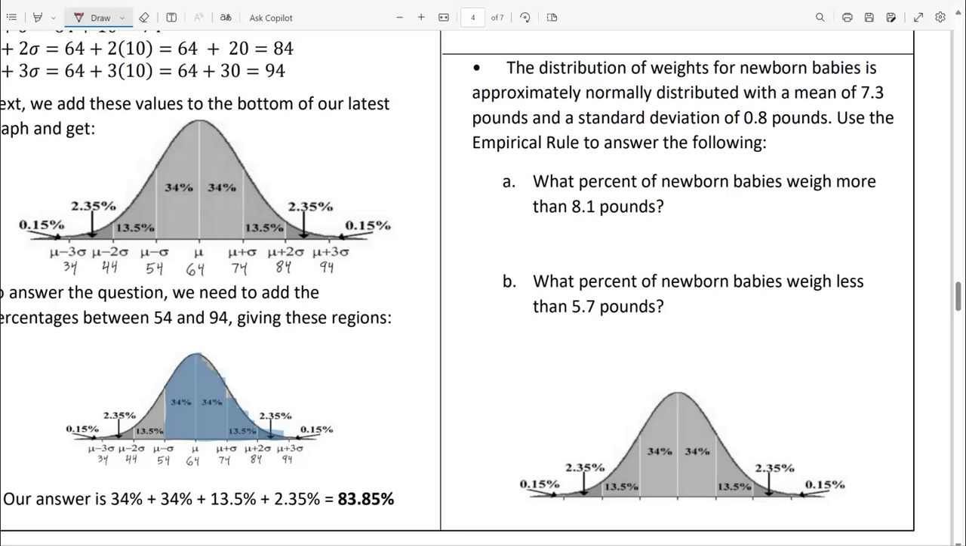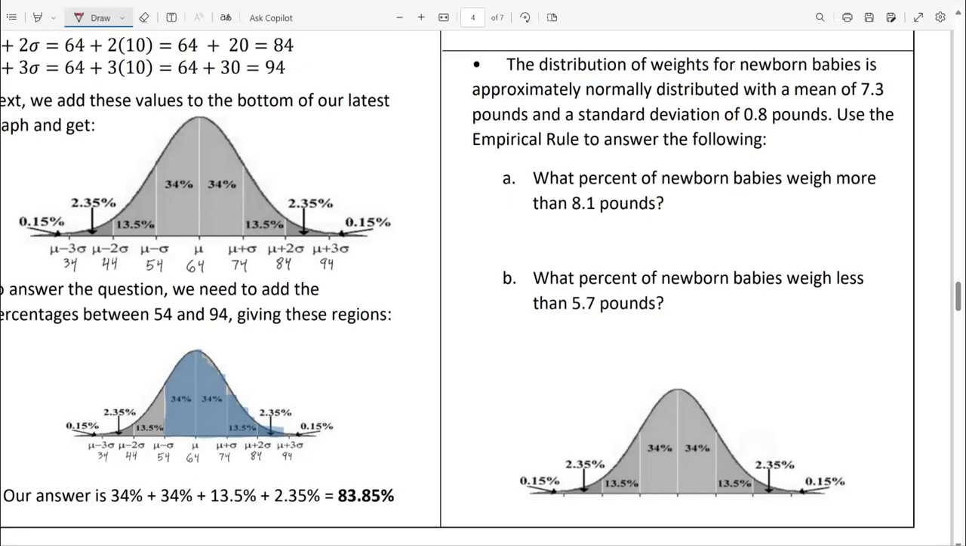Next one, the distribution of weights for newborn babies is approximately normally distributed with a mean of 7.3 pounds and a standard deviation of 0.8 pounds. Use the empirical rule to answer the following. What percent of newborn babies weigh more than 8.1 pounds?